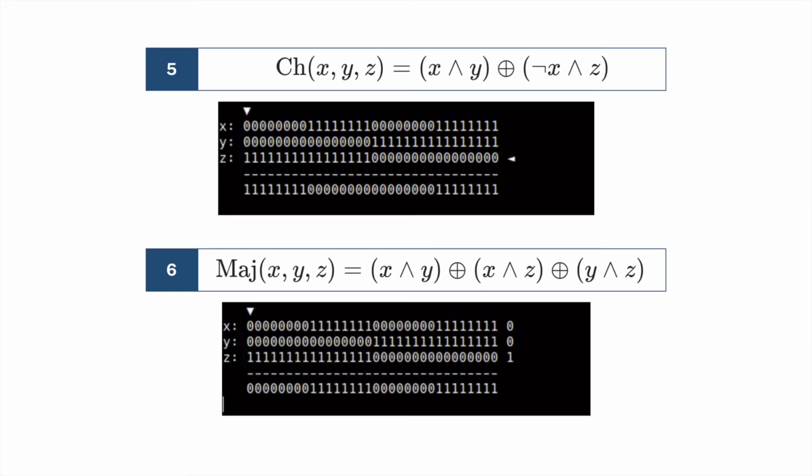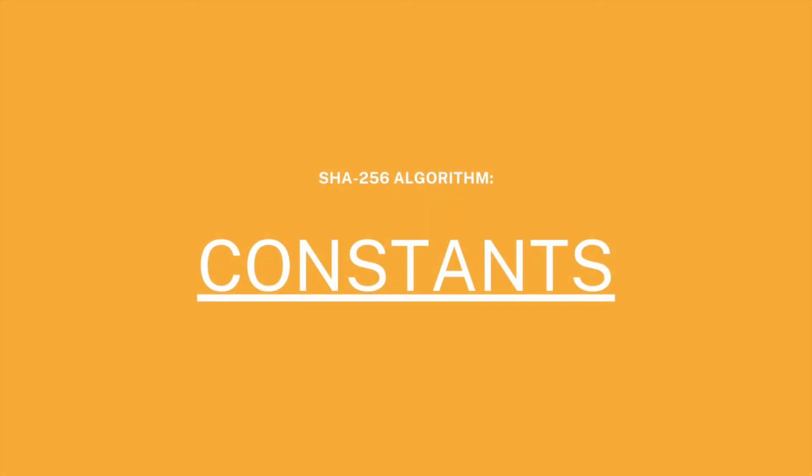However, there is also an easier way to interpret this function. From the name itself, what it simply does is that it takes the bit that appears most frequent among the 3 bits in every place of the 3 inputs.